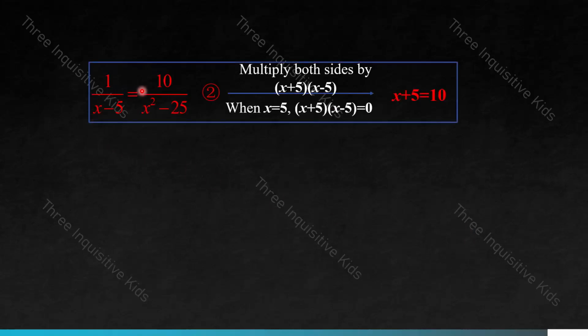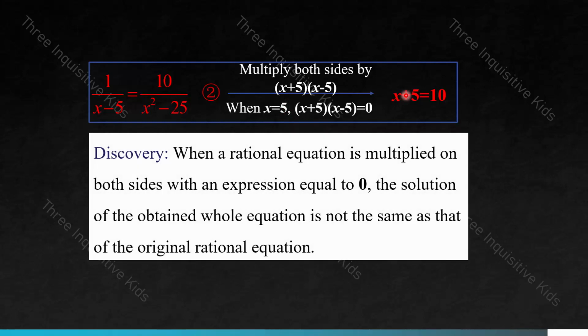Now let's look at another example. When we start with this first rational equation right here, and we multiply both sides with its denominators' LCM, we have x plus 5 is equal to 10. So our discovery is that when a rational equation is multiplied on both sides with an expression equal to 0, the solution of the obtained whole equation is not the same as that of the original rational equation. The solution of the whole equation and the solution of the original rational equation are not the same. This is why you really have to make sure you're double checking.